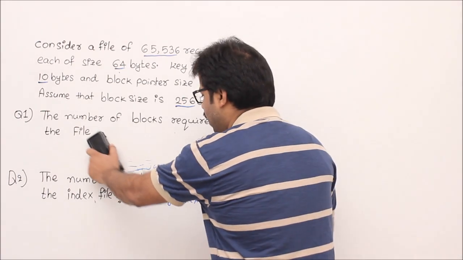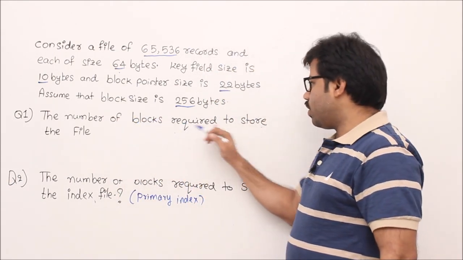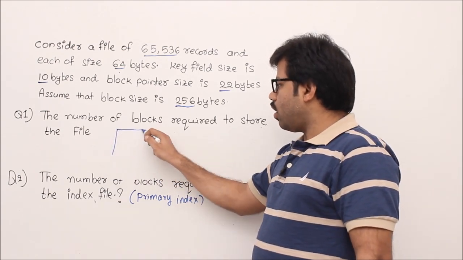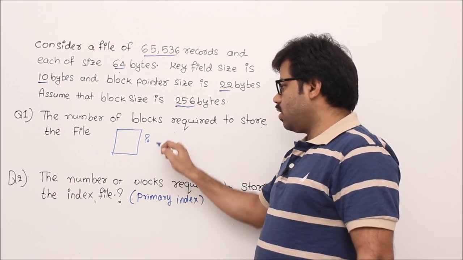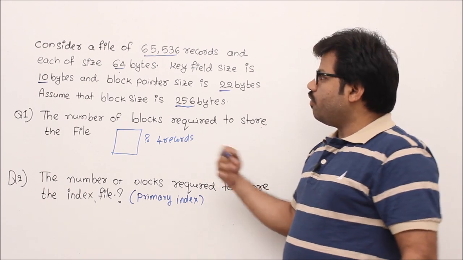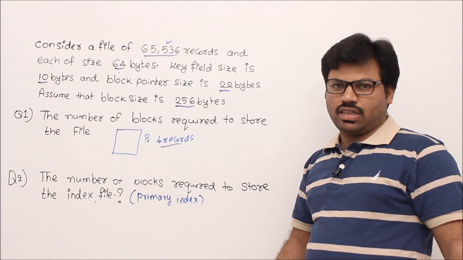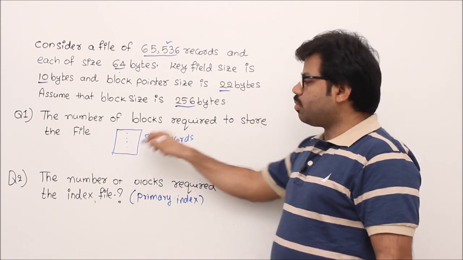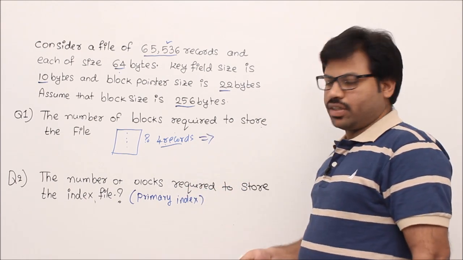So now how to calculate this solution? The number of blocks required to store the file. What I do is, first of all, it is always better to follow this technique. Ask a block, my dear block, what is your capacity? 4 records. Remember it. Now we'll extend our problem to 65,536 records. In a block, if you can keep 4 records, then how many such blocks are required to store your file? Very simple question. It is an aptitude question.